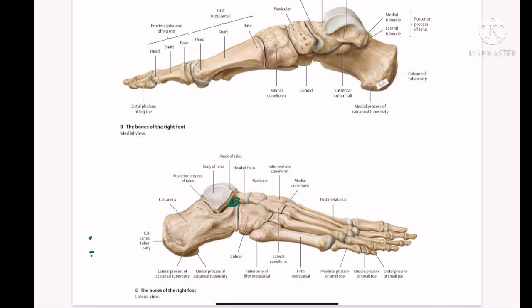In the lateral surface, it is a flat surface. The lateral surface is flat and subcutaneous. It presents a small elevation in its anterior part. There is a small elevation over here, which is called the peroneal trochlea.